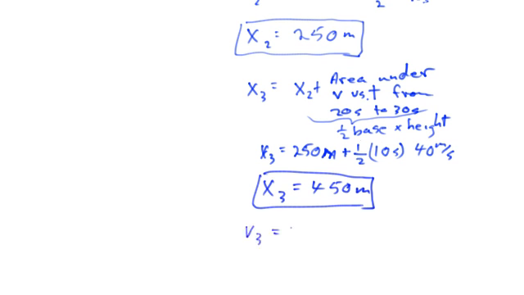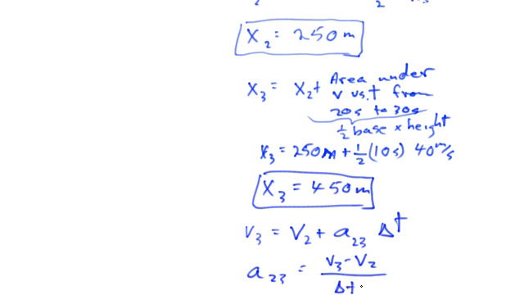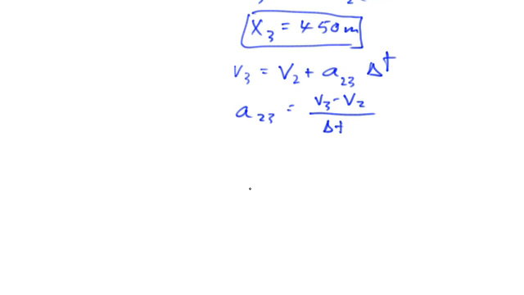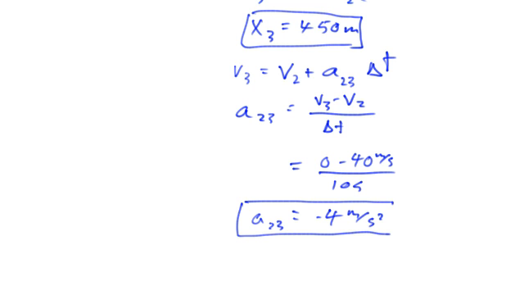V3 is equal to V2 plus A on the interval from 2 to 3 times delta t. So A23 is V3 minus V2 divided by delta t, and that's equal to 0 minus 40 meters per second divided by 10 seconds. So it's equal to minus 4 meters per second squared. Just calculating key values.